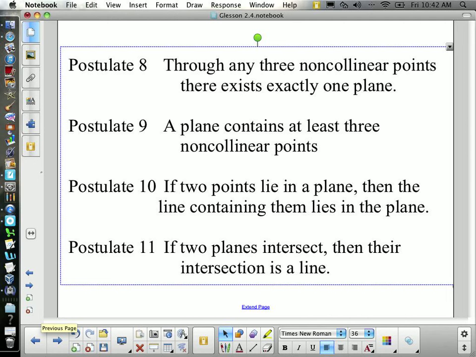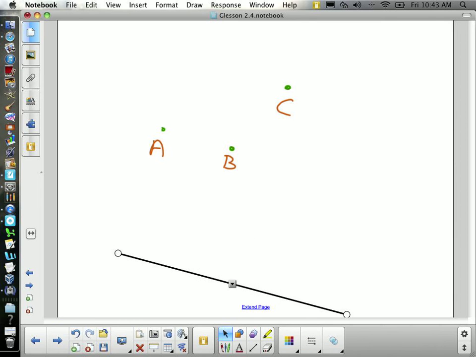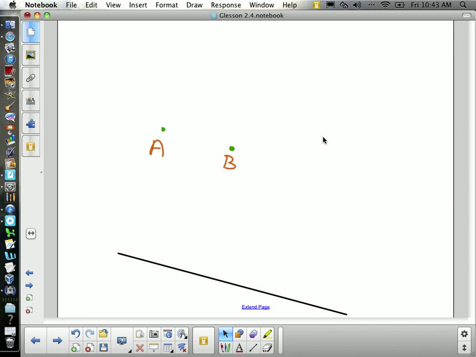Postulate 10, if 2 points lie in a plane, the line containing them also lies in the plane. Well, I guess where else would it be, right? And again, let's think about that for a second. These are kind of thought pictures here. I have 2 points in a plane. So somewhere if someone's drawn a plane, I could actually do it, I suppose. We'll move this away. Get rid of that. There's a plane.